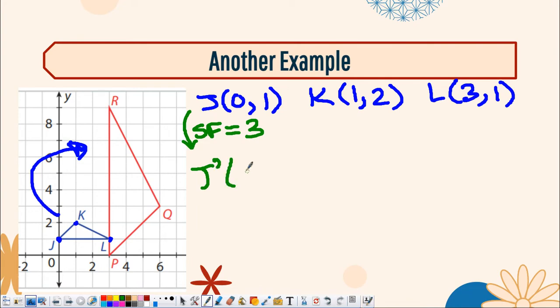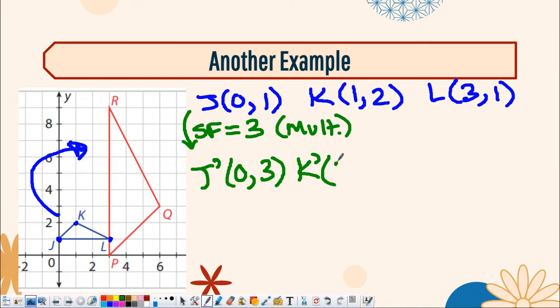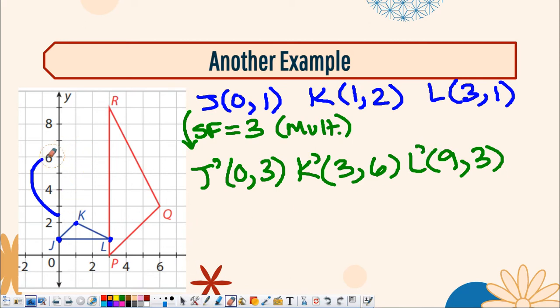So that means J prime is 0, 3. K prime, remember we're multiplying everything by 3, so let me put the word multiplying just so you remember, is going to be 3, 6. And then this will be 9, 3. So L prime is 9, 3. So let me actually graph that for you onto the coordinate plane. So 0, 3, 3, 6, and then 9, 3, which I can't really do because I have 6, 7, 8, 9. 3 would be right here.